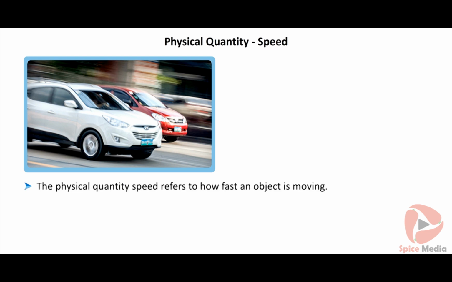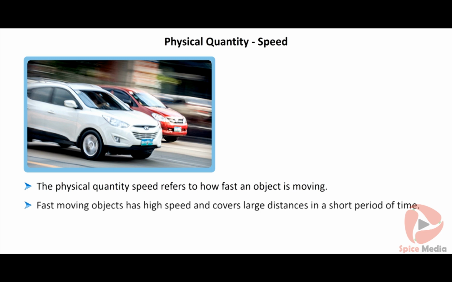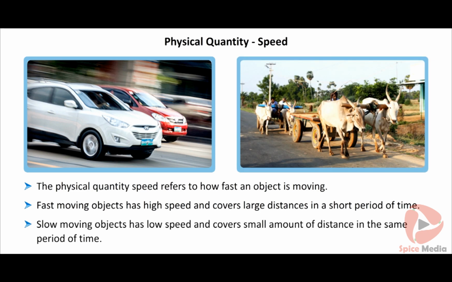The physical quantity speed refers to how fast an object is moving. Fast-moving objects, say for example a car, have a high speed and cover a relatively large distance in a short period of time. On the other hand, slow-moving objects such as a bullock cart have a low speed and hence cover a relatively small amount of distance in the same period of time. An object with no movement at all has a zero speed.